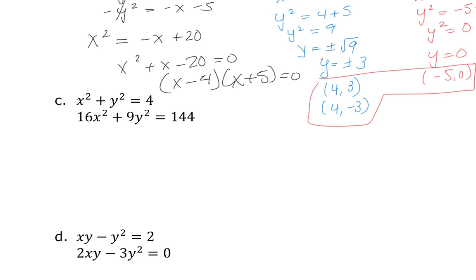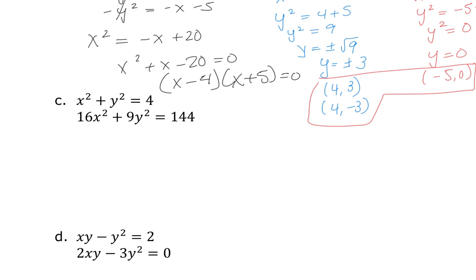Here, as I have, this is a circle centered at the origin, and this is an ellipse centered at the origin. And either we're going to have no solution, we could have one solution, we could have 2 solutions, or we could have 4 solutions. Again, I can actually do elimination on this.